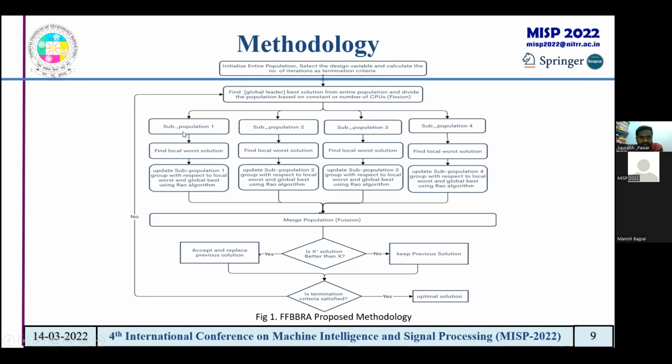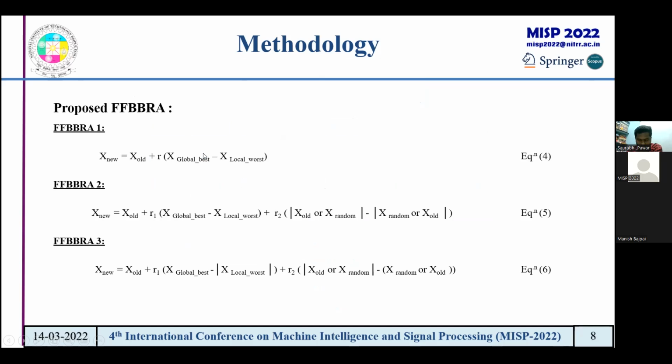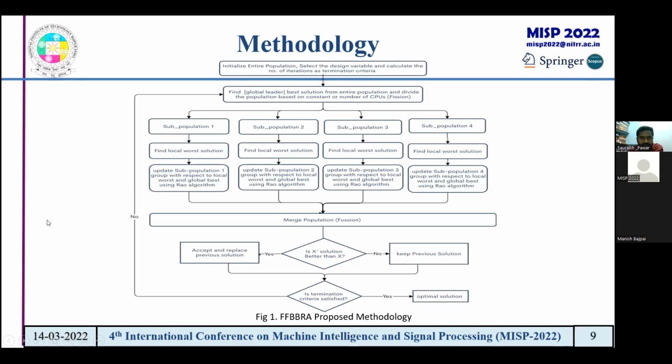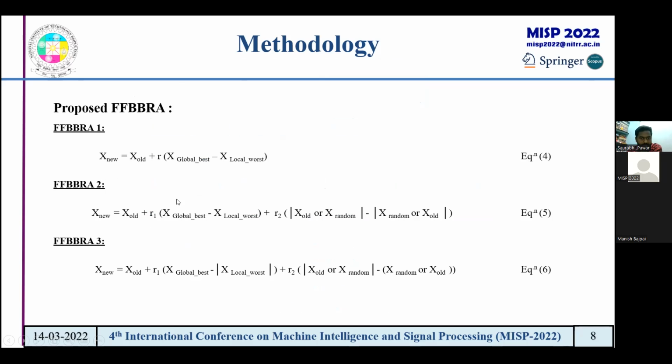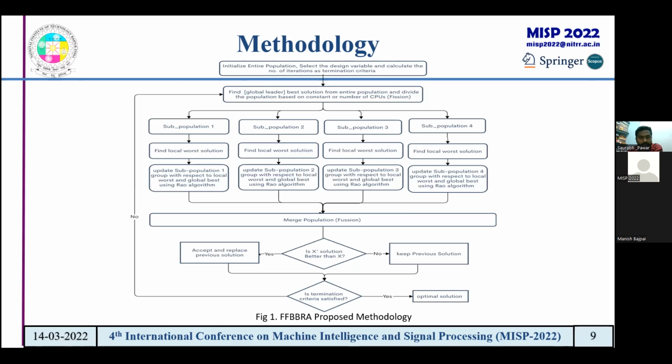The entire population is divided into subpopulations, and we find the local worst in each subpopulation and update the equations using any of the earlier equations. We update each subpopulation group with respect to the local worst from the subpopulation and the global best from the entire population using the updated Rao algorithm equations. Later on, the merging of the population is done.